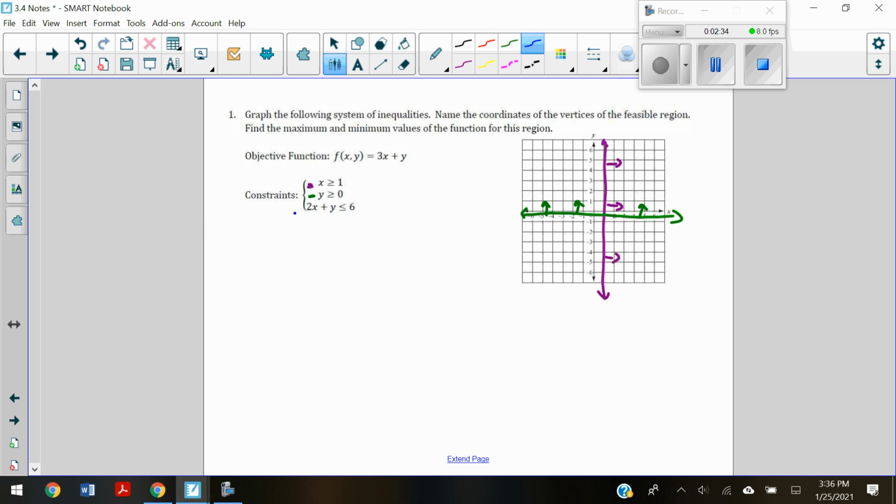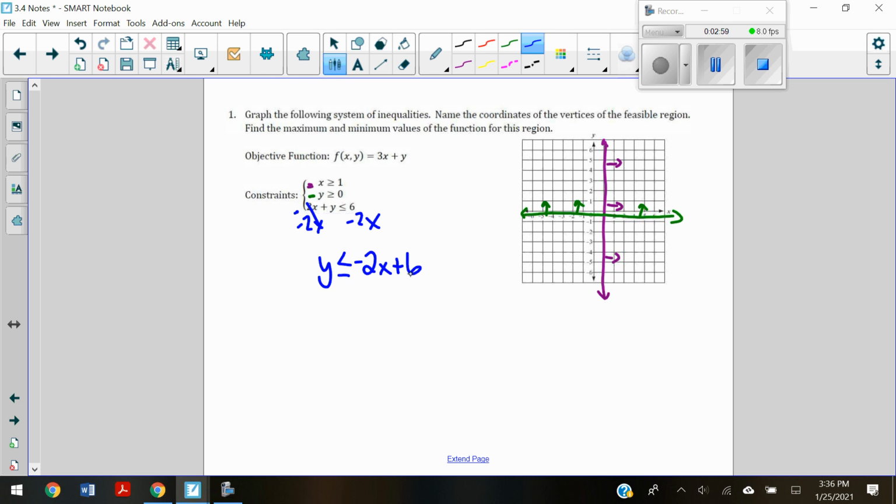And then last we have this inequality here. It's in standard form, which we can cover up to find our x and y intercepts, but the shading is easier when we convert it into slope-intercept form. So this one is a simple one. I'm just going to subtract 2x from both sides, and I get y is less than or equal to negative 2x plus 6. All right, so let's go ahead and graph that.